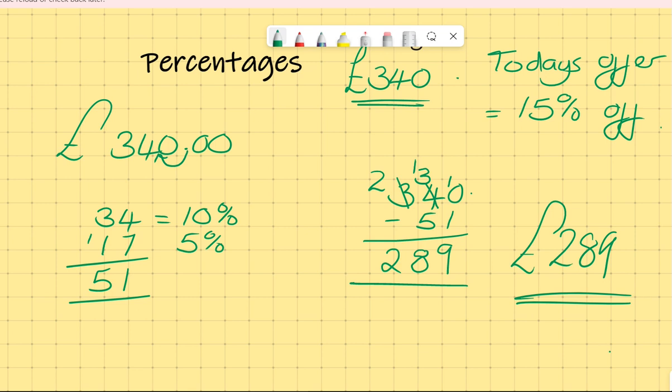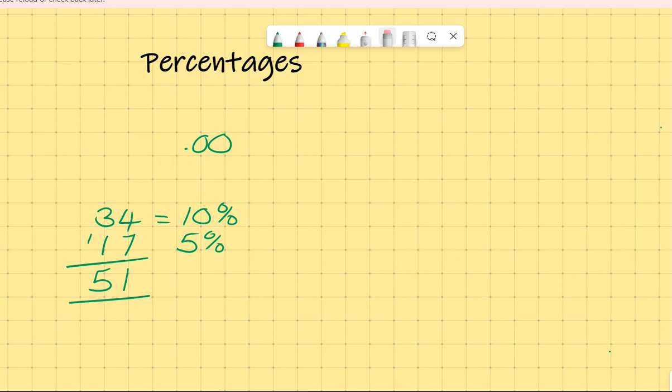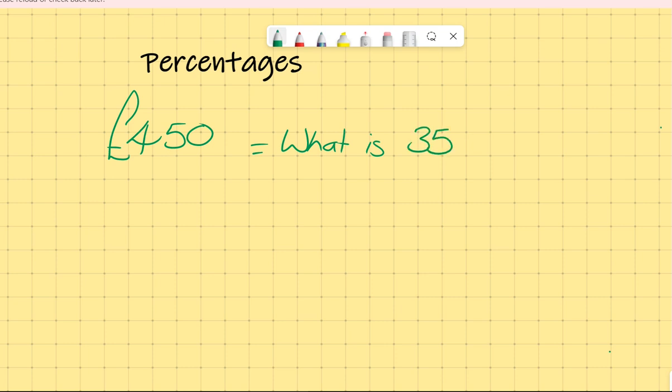Okay, so I'm just going to put a percentage up now for you to try, because remember, best way of learning for your exam is to test yourself. So let's have a look here. So we've got £450, and what I want to know is what is 35%? So I'm going to give you a little bit of time now to work it out before we go through it.